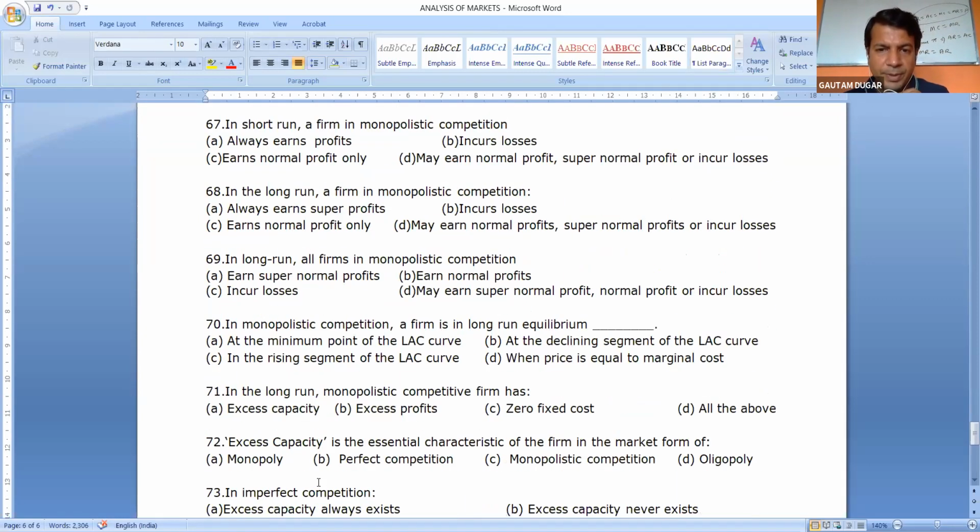In monopolistic competition, a firm is in long run equilibrium when? When is long run equilibrium possible? Read the options.